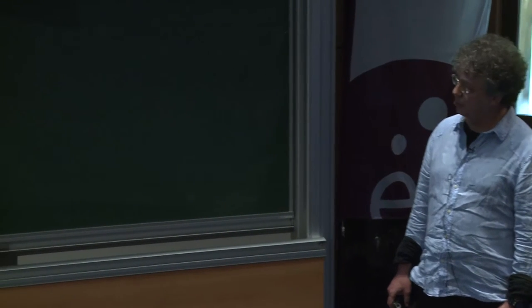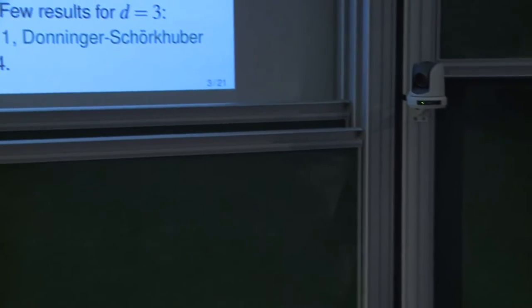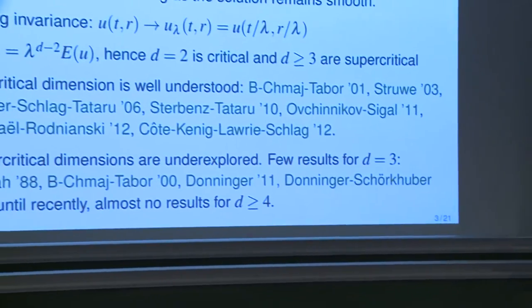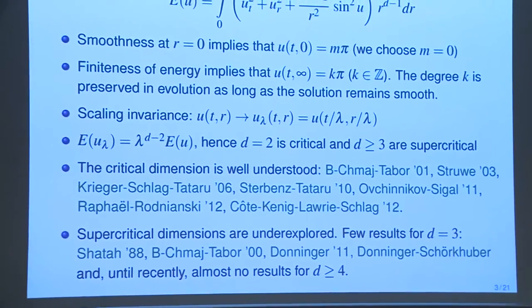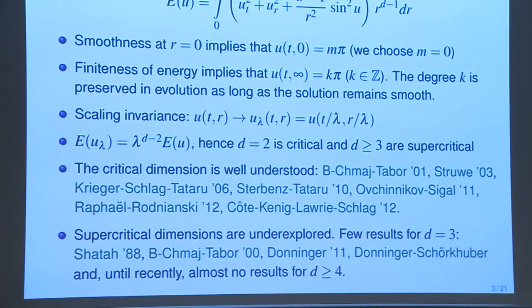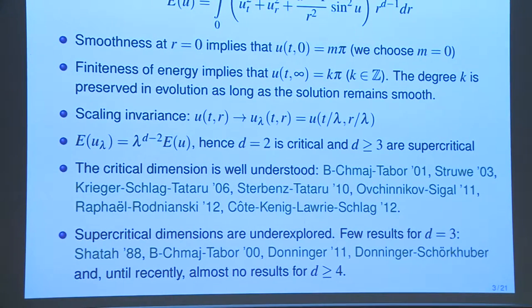In contrast, supercritical dimensions are much less understood. There are some results in three dimensions, which is, from a physical point of view, the most interesting. Maybe I should say that in physics, wave maps are called sigma models. These results are mainly about the existence of self-similar solutions, which are explicit examples of singularities, and their stability. But as far as I know, almost nothing has been known about higher dimensions.